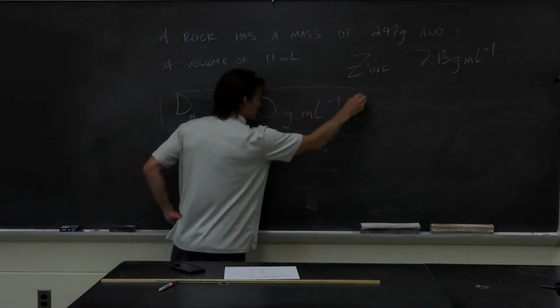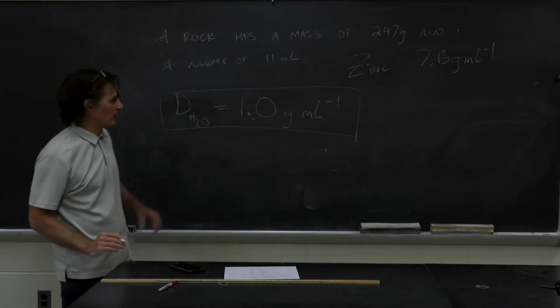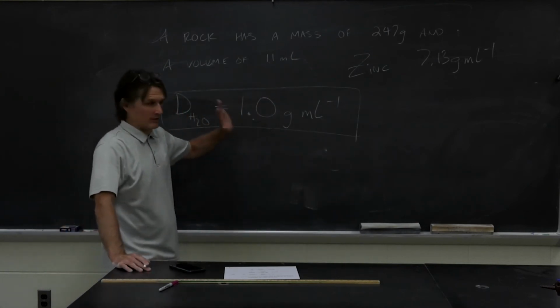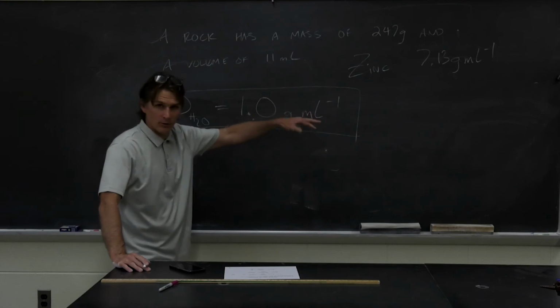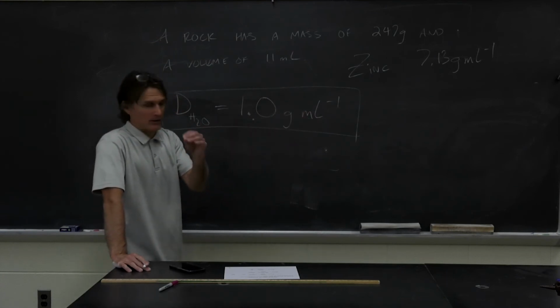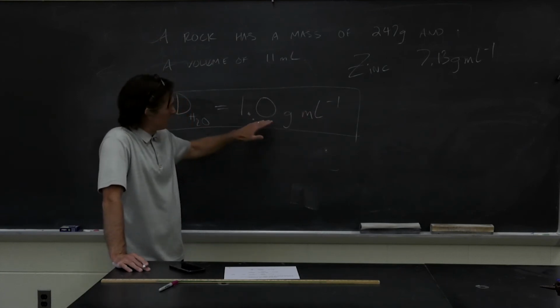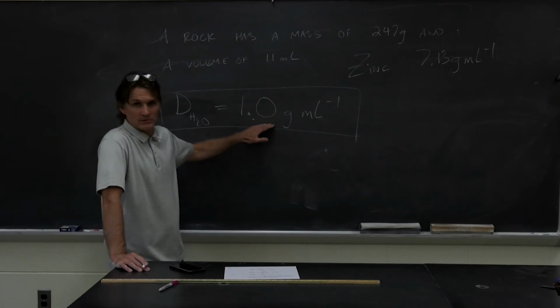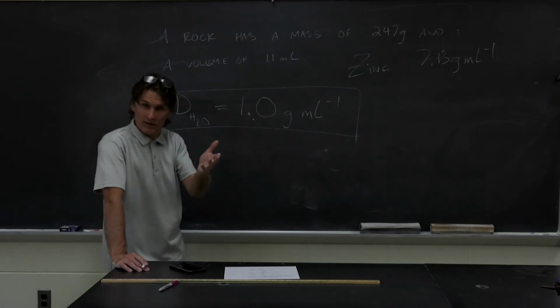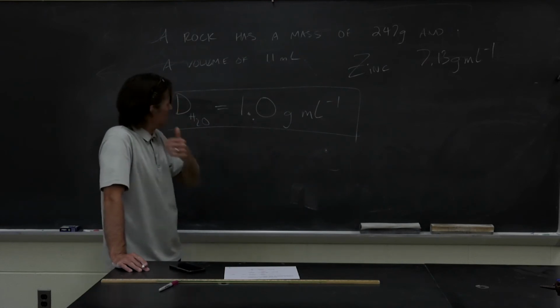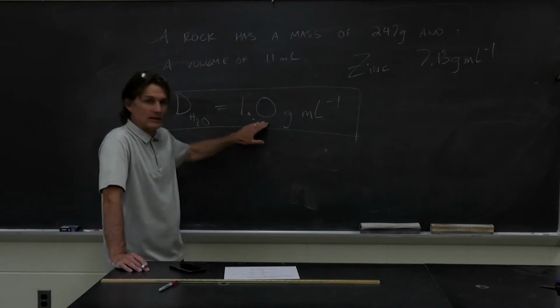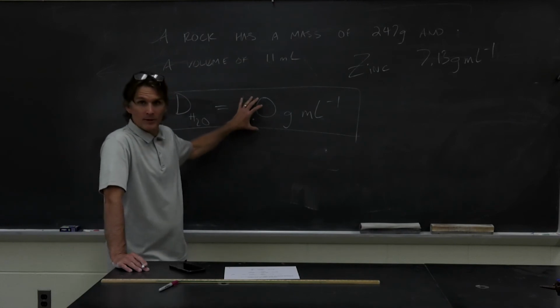This is an estimation. I've only written 2 digits here, so I haven't put 1.0 whatever, or 0.99 whatever. But to a really good approximation, and in this course for a lot of the things we're going to use, we can think about the density of water as being equal to 1 gram per milliliter.